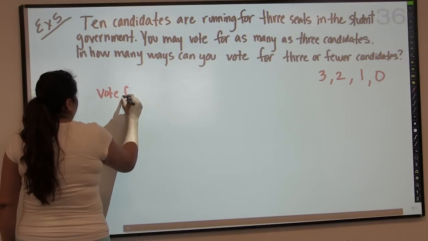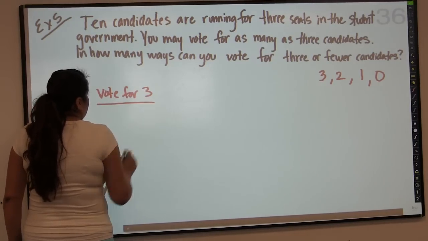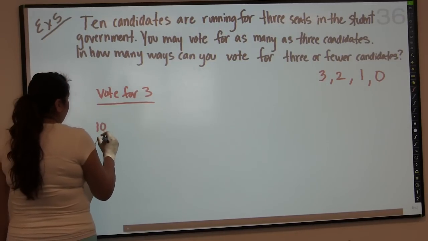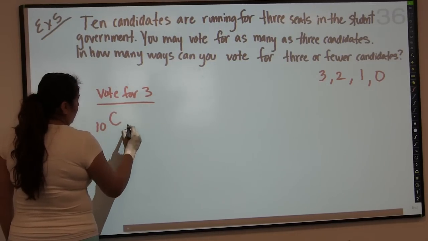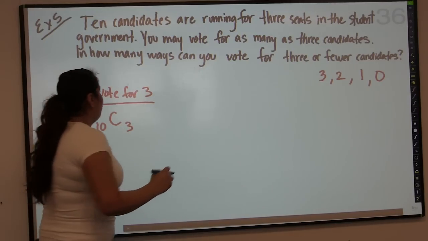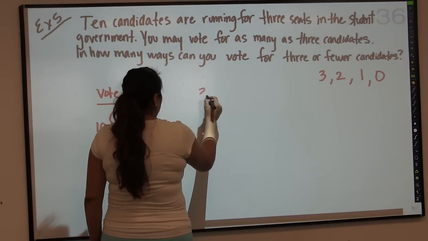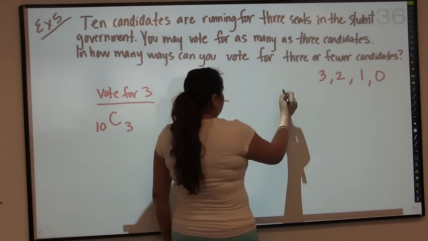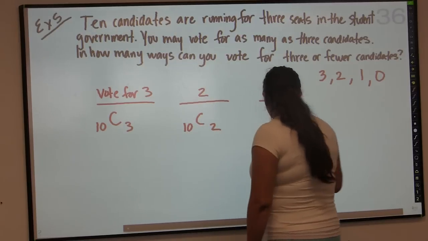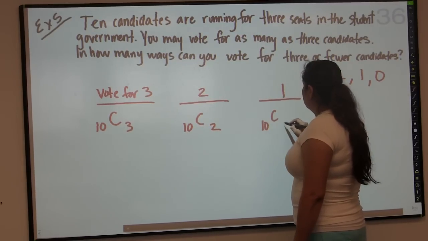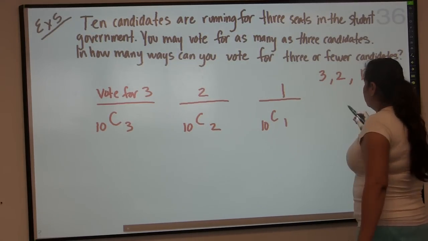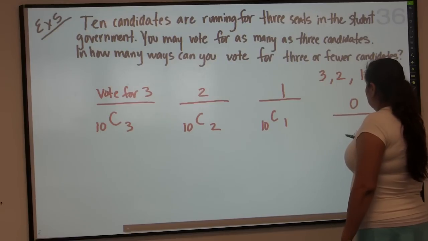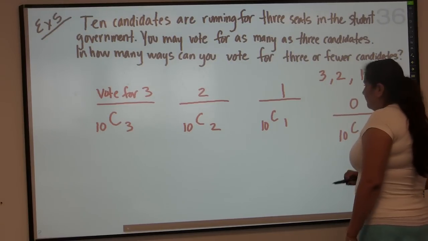Because you have 10 candidates, how many ways can you vote for 3 people? Well, that's going to be 10 total people to choose from, and you're going to pick 3 of those. Then what if you want to do it for 2 people? That would be 10, choose 2. What if you wanted to vote for 1 person? How many ways could you vote for 1 person? That would be 10, choose 1, which is probably pretty obvious, but I want to show you how you'll still get the same answer. What if you want to choose for no people? That would be 10, choose 0.